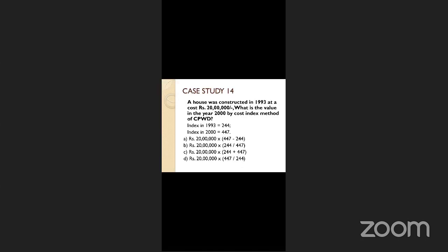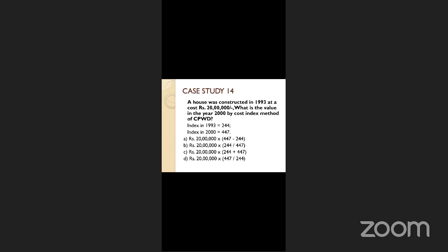Okay. So now we are going for case study 14. A house was constructed in 93 at a cost of 20 lakhs. What is the value in the year 2000 by the cost index method of CPWD? This is just to get familiar with the other base year here. Okay, there are so many answers. We'll go very simple, because the index is given. Index for 93 is 244. Index in 2000 is 447.